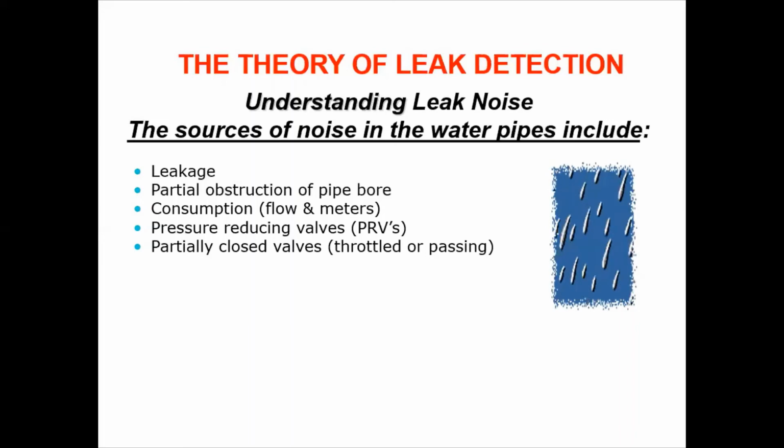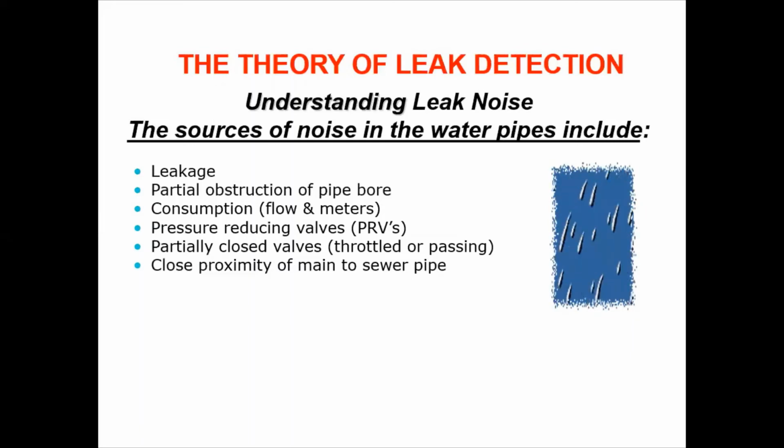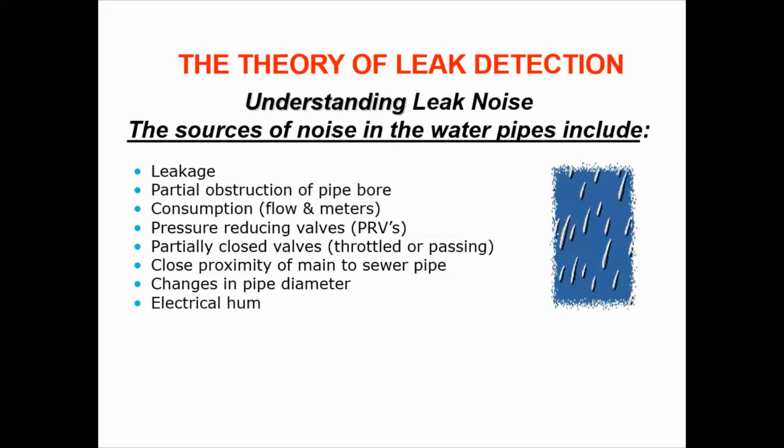Partially closed valves, throttled or passing, is very, very common to have a sound generated on a gate valve, per se, that's not closed all the way or is partially open. Close proximity of the main or sewer pipe. Change in pipe diameter, so if you're reducing from, say, a 12-inch to a 4-inch, that could generate some leak sounds. Electric hum is very, very common and very specific, as a matter of fact. So your 60 hertz increment frequency ranges of electric hum.